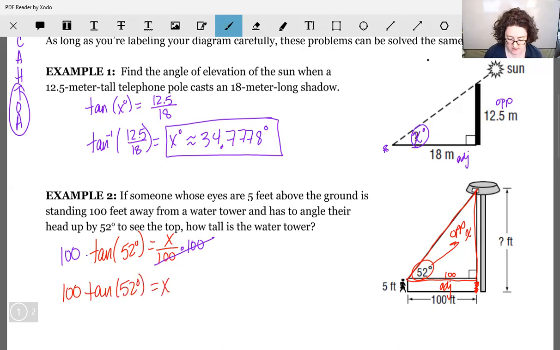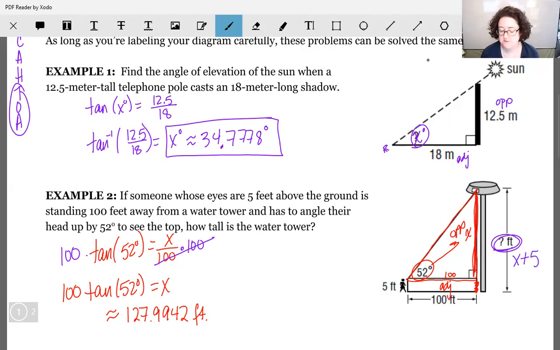And so plugging that into the calculator, 100 tan 52 is approximately 127.9942 if I round. Okay, but is that the answer to the problem? Unfortunately, that is only the length of the x, so just from the right triangle. To find the final length, let me change back over to purple. To find this final length, I need to take that x and I need to add the additional 5 feet that we have to account for from that person's perspective.